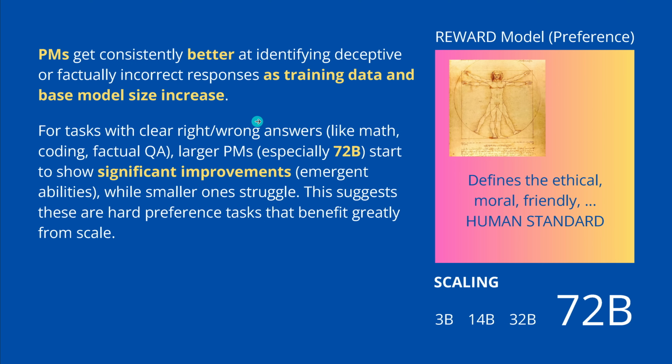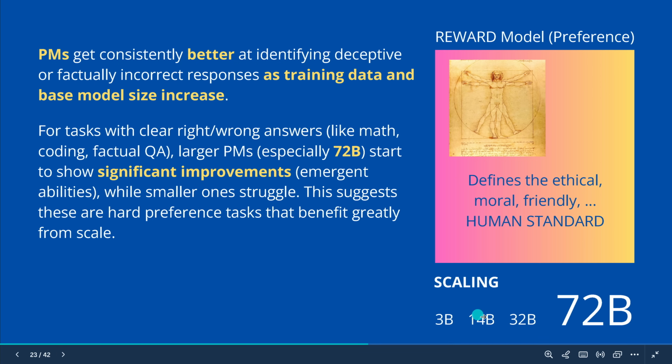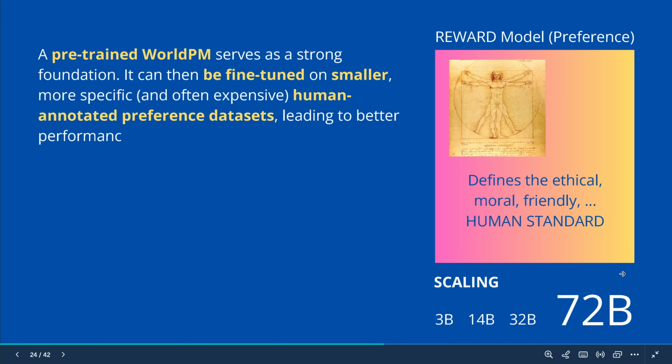And they found, yeah, our PM gets consistently better at identifying deceptive or factually incorrect responses as the training data and the base model size of 72B increase. And they say with 72B, significant improvements, while the smaller ones really struggle and they would not recommend a smaller size PM.